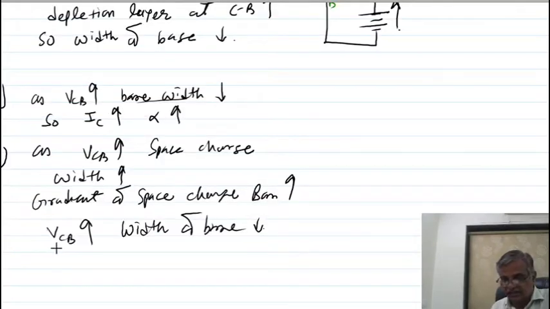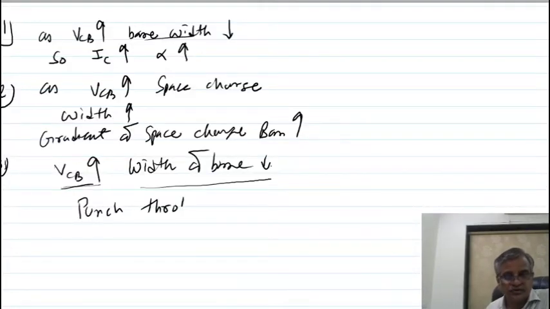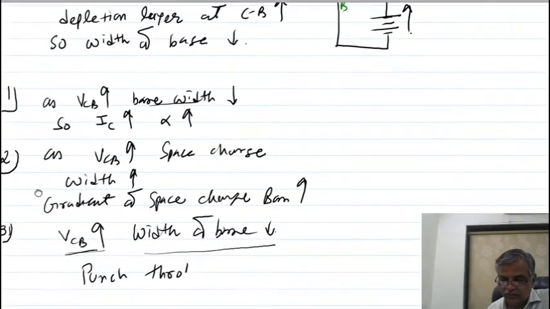Third, as the collector base voltage increases, the width of the base decreases. As you increase the collector base voltage more and more, at a particular value of the collector voltage, the width of the base is reduced to 0, which causes voltage breakdown in a transistor. This is called punch through. Listen, what are the three consequences?